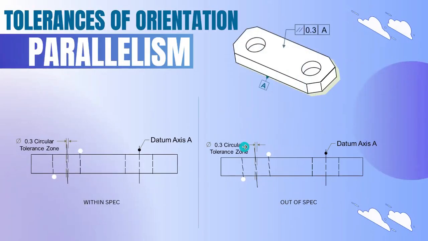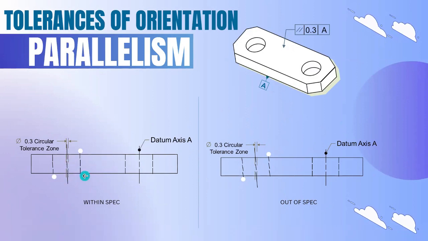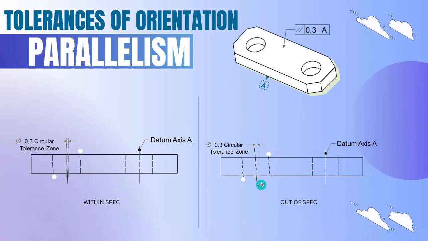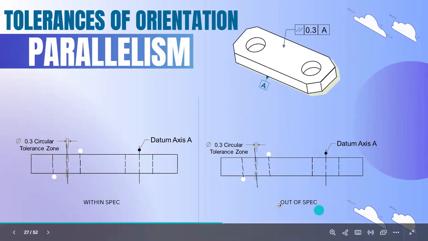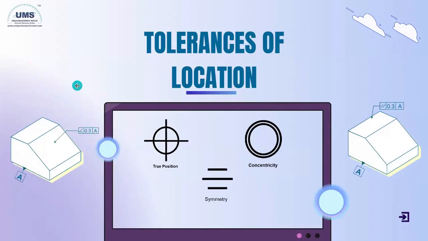Here in the side view, you can clearly view the angular deviation. On the left-hand side, with respect to the datum axis, it is parallel. So the angular deviation is within this tolerance zone, so it is within spec. And at the right side, it is more deviated. So it went above this tolerance zone, so it is out of spec. Okay, I hope you understood this orientation.